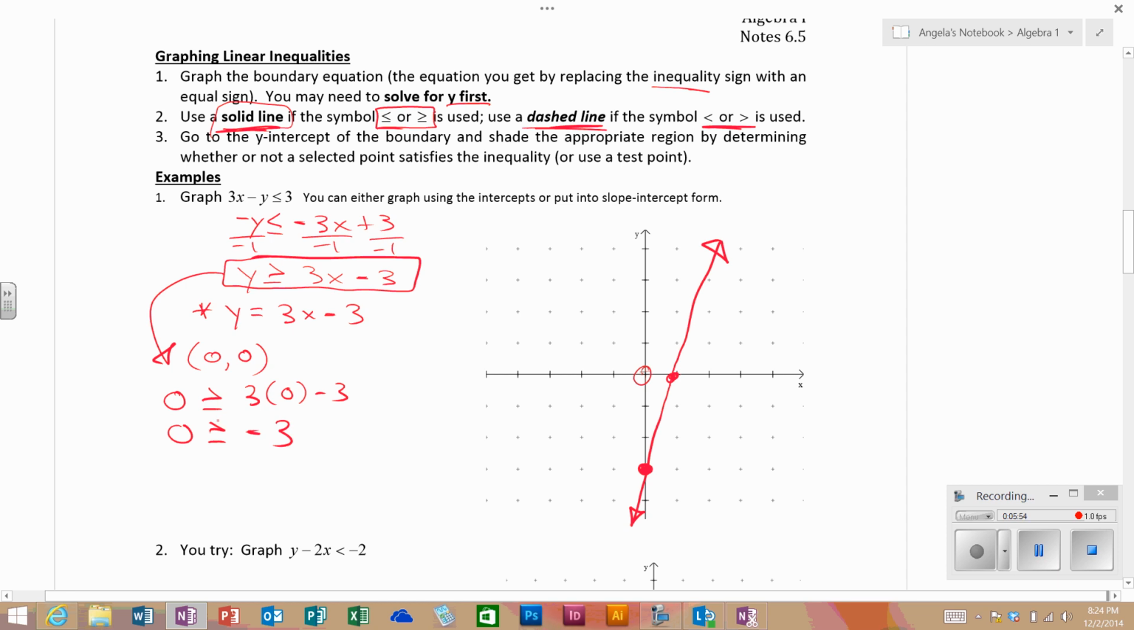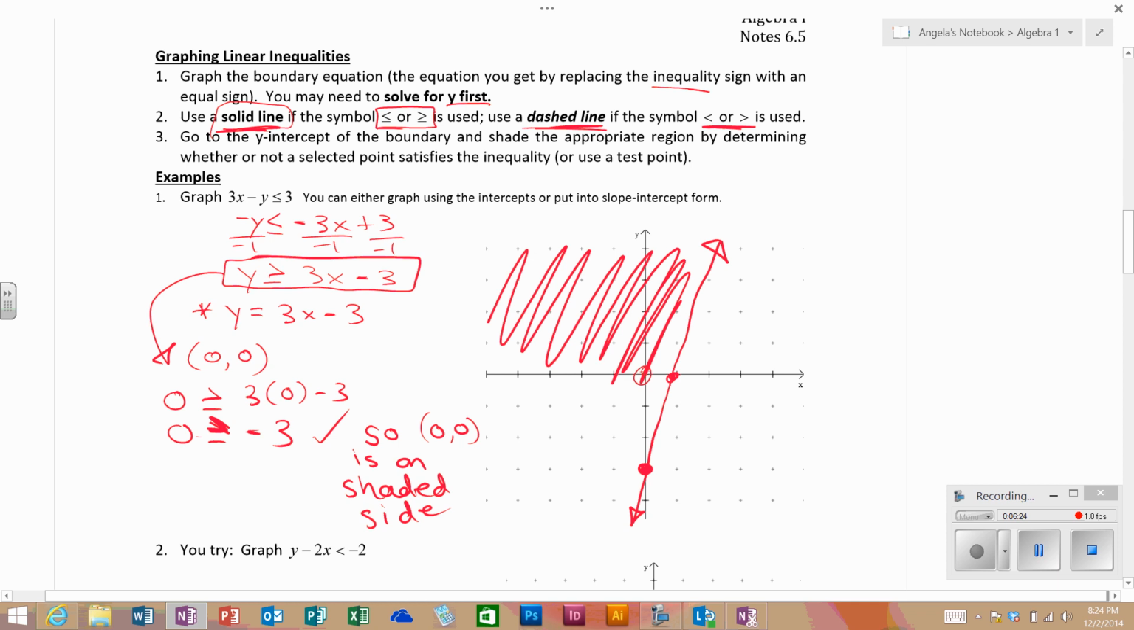Now, if that is true, if what you get at the end is true, you shade the side that had the point you picked. If it's not true, you shade the opposite side. So since this 0 is actually greater than negative 3, that's true. So 0, 0 is on the shaded side. So I am going to shade this whole side.